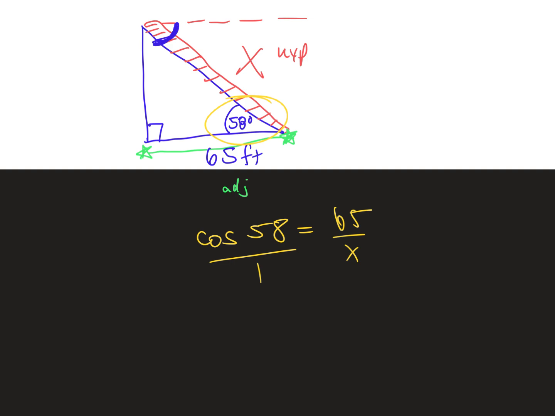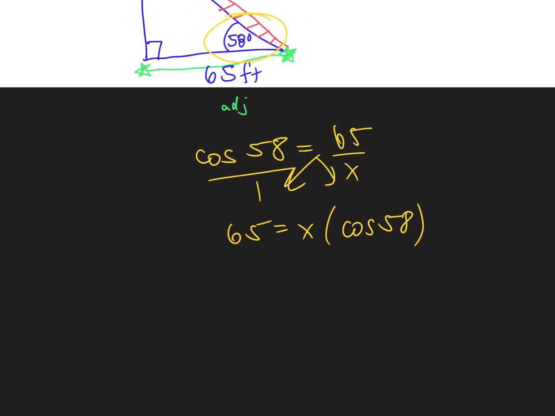No, it's not 65 over. But yeah, it is. We're going to multiply. We can cross multiply. So 65 equals x times the cosine of 58. Cosine of 58 is just a number in your calculator. But I want x by itself, so what do we do?